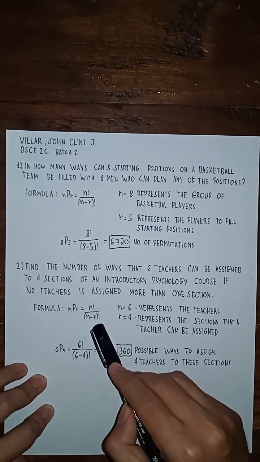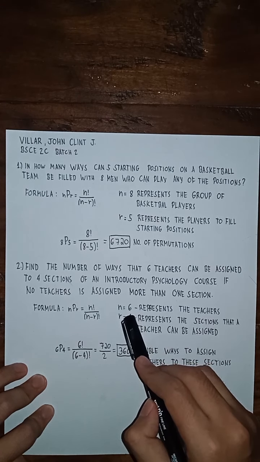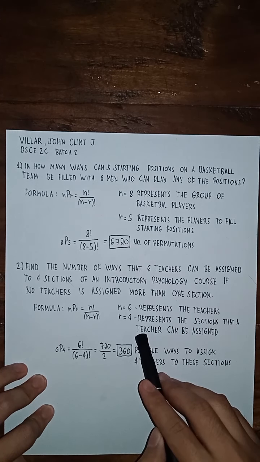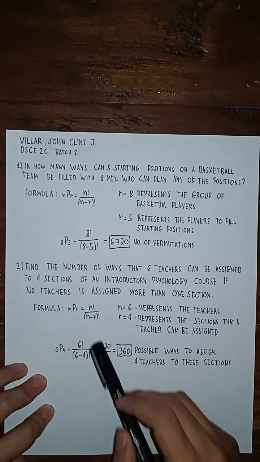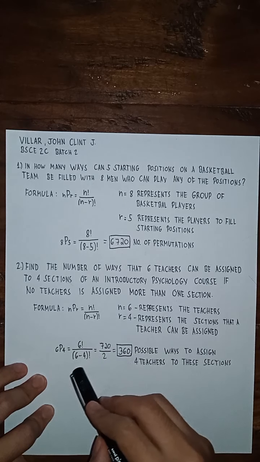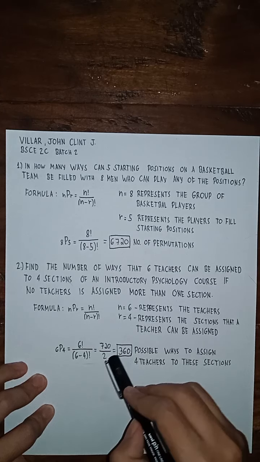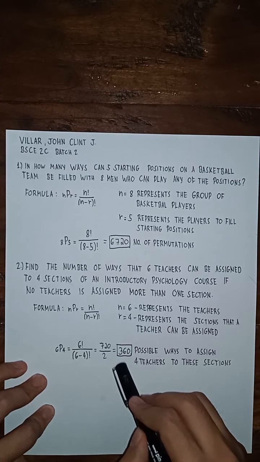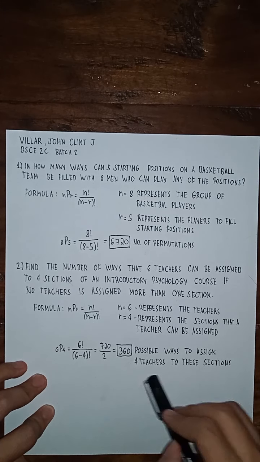So, here's again the formula. Then, ang n naman natin this time is 6, which represents the teachers. And r is equal to 4 na sections to be filled with the teachers. So, substitute lang natin. 6 factorial all over 6 minus 4 factorial is equal to 720 all over 2 or 360. So, there are 360 possible ways to assign 4 teachers to these sections.